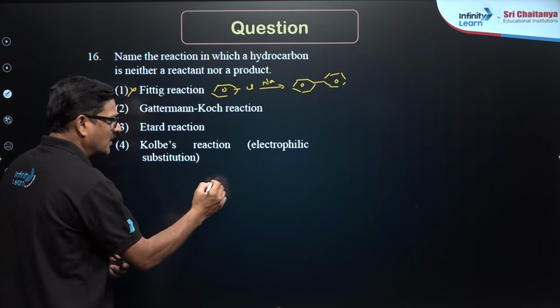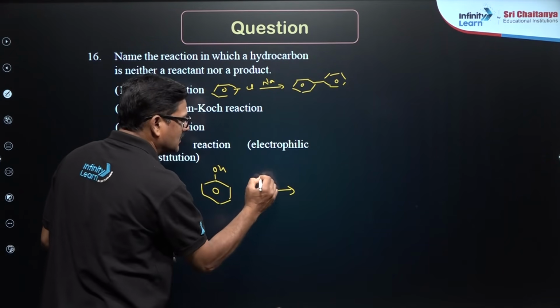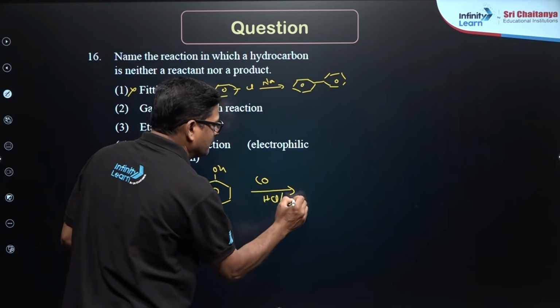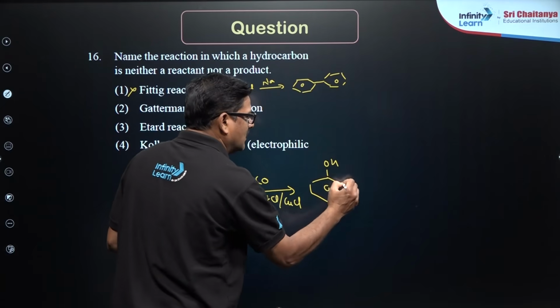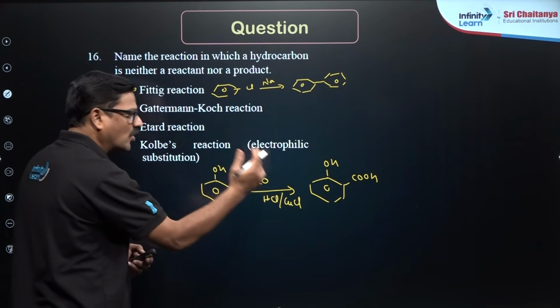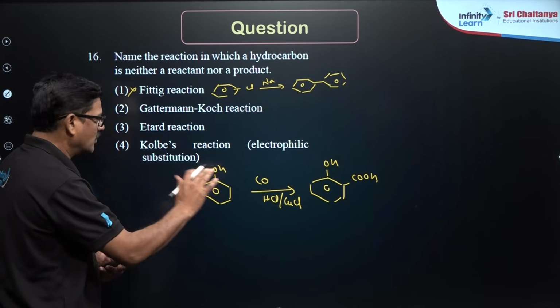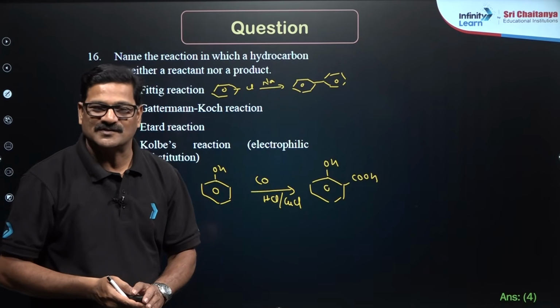Kolbe reaction, you are going to see the phenol is treated with CO and HCl and CuCl. You are going to get carboxylic acid, salicylic acid. Here, for the neither reactant nor the product, you can see there is no hydrocarbon seen. So option 4 is the correct answer for this question.